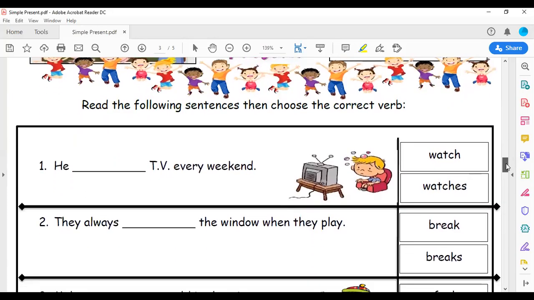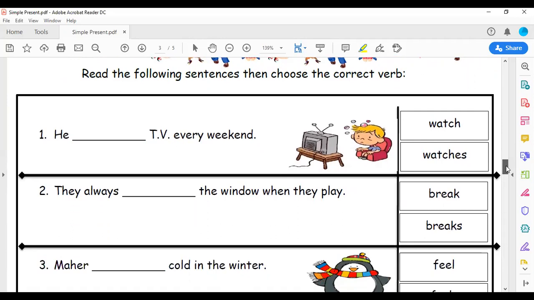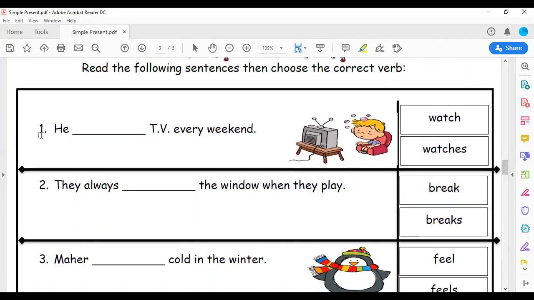Okay. Read the following sentences, then choose the correct verb. So I have sentences here, and here I have boxes. Inside these boxes, you're going to see verbs with S, ES, or with nothing. So I need to circle the correct verb, and I'm not going to circle, I'm going to highlight, okay? So let's highlight together. He TV every weekend.